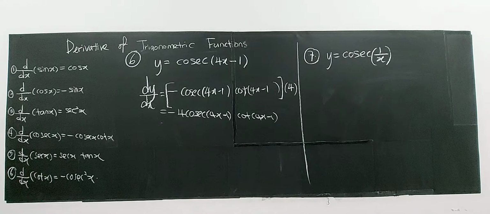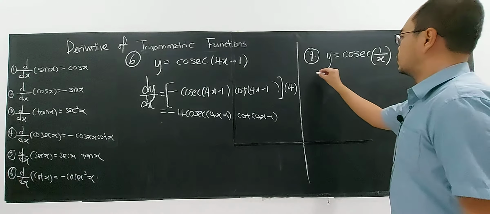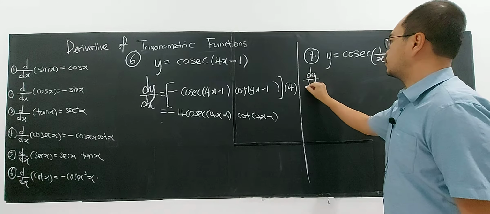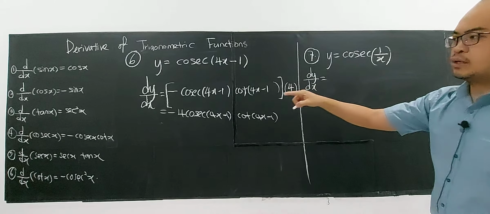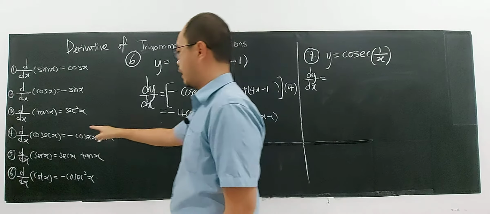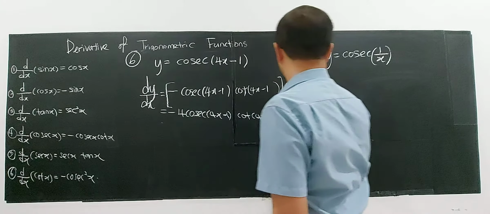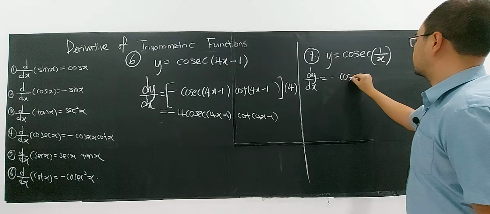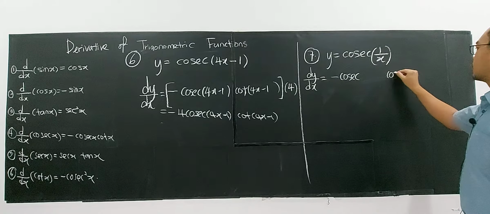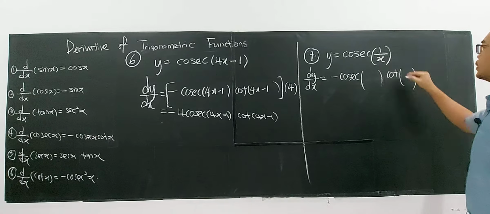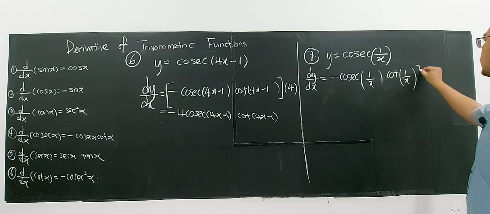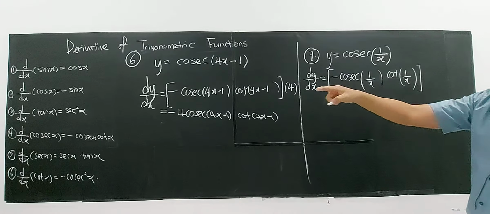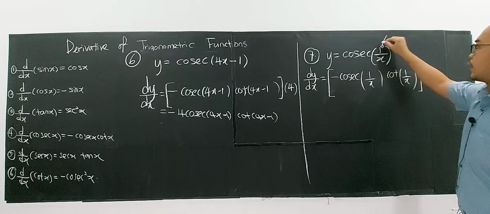Alright, you can pause the video and try question 7. So dy/dx. Differentiate cosecant, the formula is negative cosecant cotangent. What is the angle? The angle is the angle given, so 1 over x, 1 over x. First step, apply the formula. Second step, look at the function here.